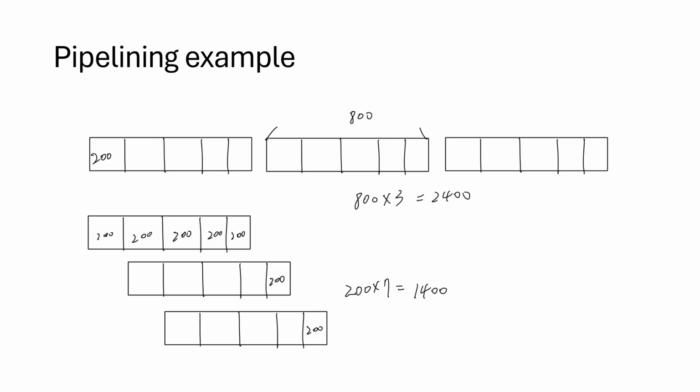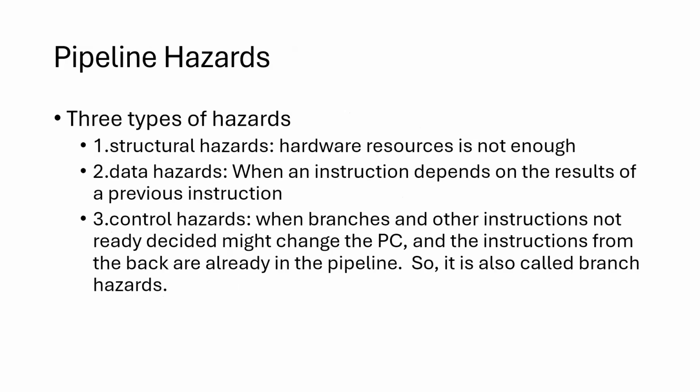Obviously, the pipeline isn't perfect, so it will encounter 3 types of hazards. The first one is structural hazard, which means the hardware resources are not enough. The second is data hazard: when an instruction depends on the result of the previous instruction. The last one is control hazard: when a branch or other instruction is not ready to decide, it might change the PC, and the instructions behind it are already in the pipeline. This is also called branch hazard.